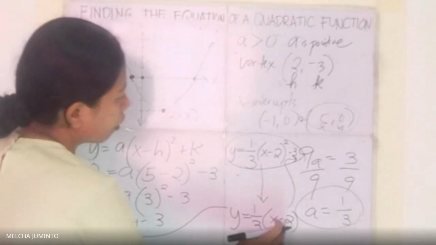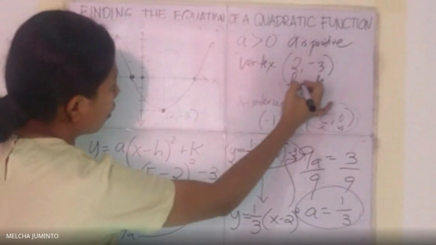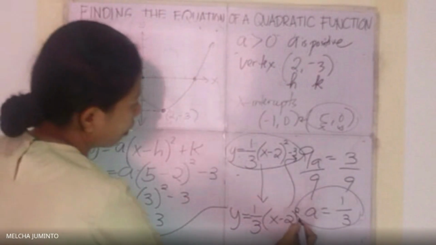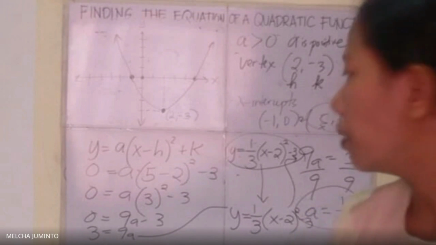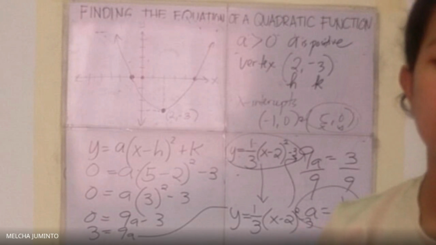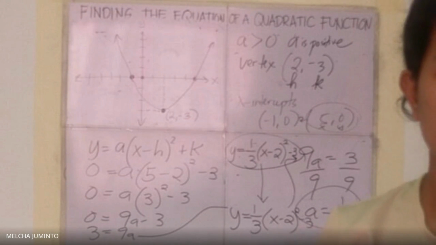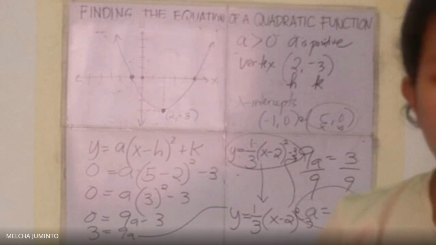Minus 2. 2 is from h squared. And then for k, negative 2. That is the equation. Y is equal to 1/3 times the quantity x minus 2 squared minus 2. Any question?